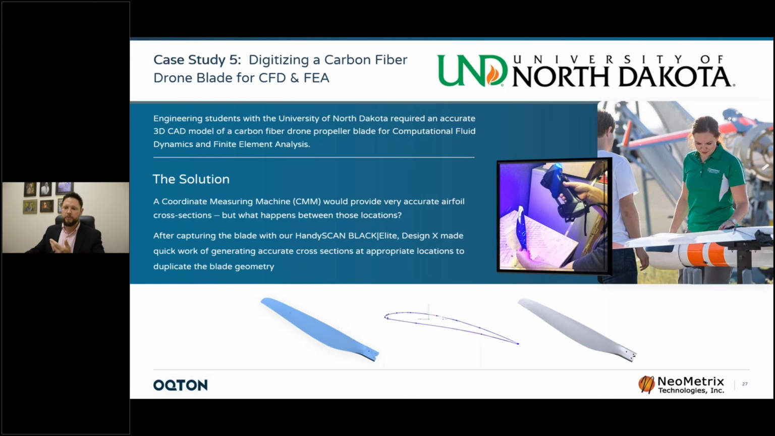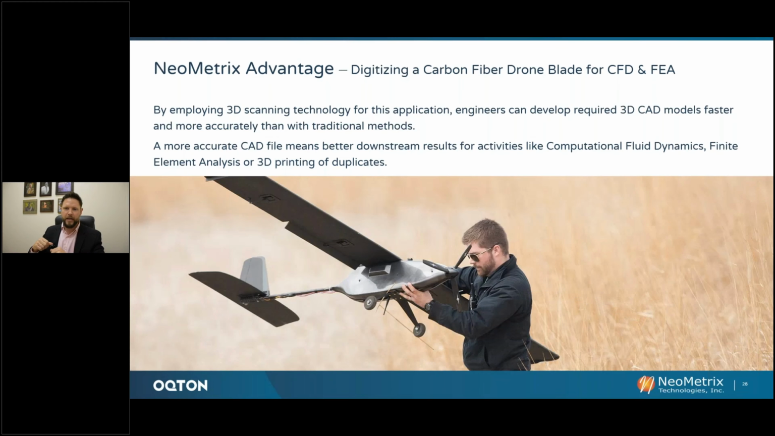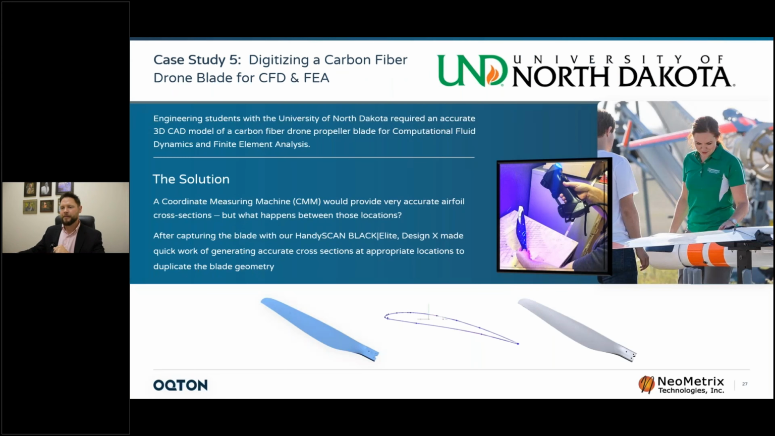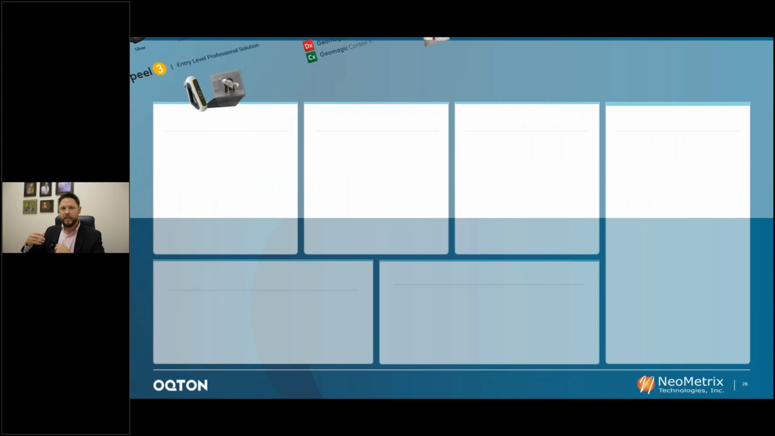So in this case, we 3D scan this, so we have really dense data, not sparse data, able to reverse engineer it, very similar fashion to our blade we did earlier, and give them a CAD model. So more accurate CAD file means better downstream results for activities like computational fluid dynamics, finite element analysis, or 3D printing of duplicates when you eventually need them because they break. Go through here. All right. So that's going to wrap up our case studies.